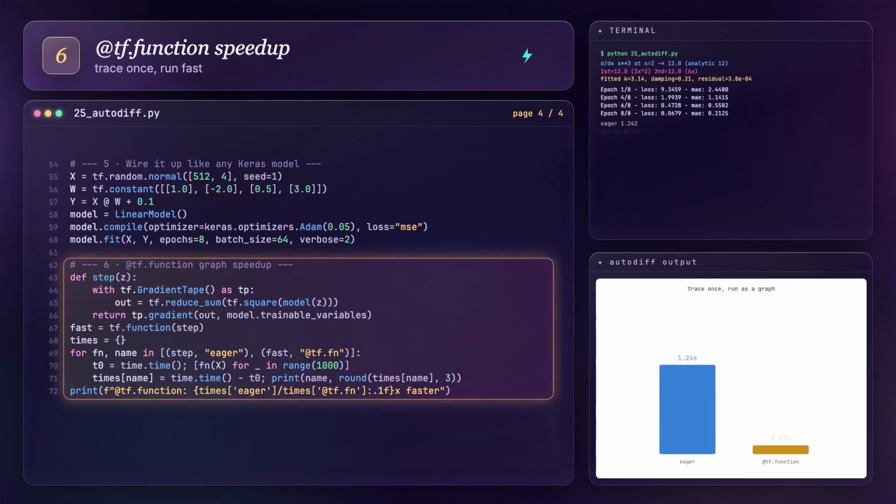Last, speed. We write the same step as a plain Python function, then decorate a copy with @tf.function. We time 1000 iterations of each, then print the ratio. The eager version runs Python on every step. The compiled version traces the graph once and replays it. Same gradients out. The timer reads about 2.6 times faster. That's the difference between an interpreted loop and a compiled graph.